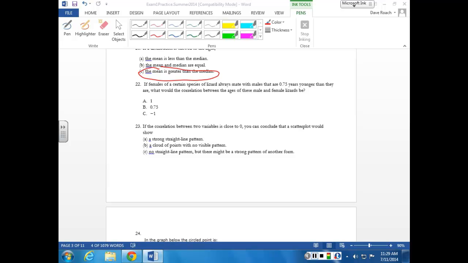If you do that, no matter how you do it, you're going to get a correlation of exactly 1. Of course, you could graph it or something like that. When I worked this morning, I just thought the easiest thing is to put some numbers in there that meet the characteristics of that. Okay, so if the correlation is close to 0, you can conclude that a scatter plot would not have a pattern. So that's going to be B.